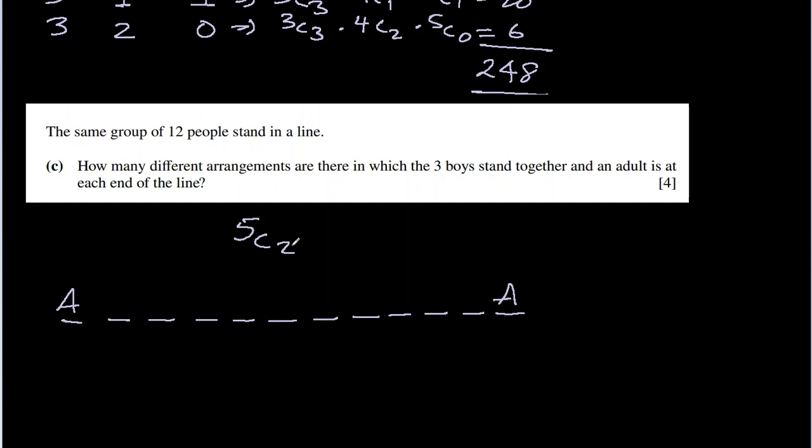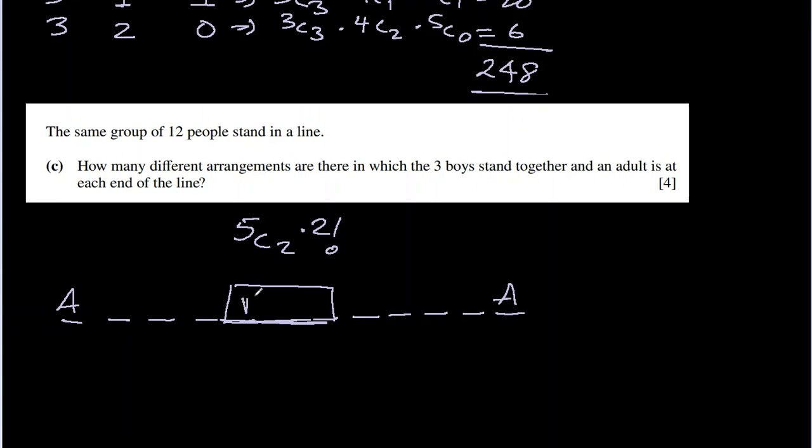These 2 adults can change their position with each other. So 2 factorial ways. Second condition is that all 3 boys, there are 3 boys, 4 girls and 5 adults, all of them have to be together. Let's say they are here. They become one box and they occupy 3 places, but we will count them as 1.